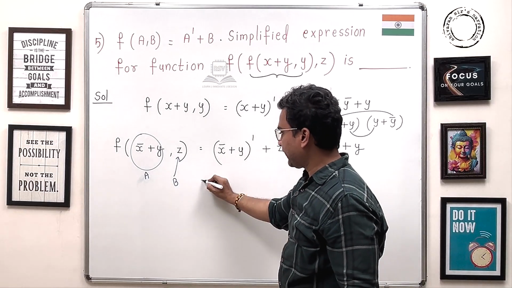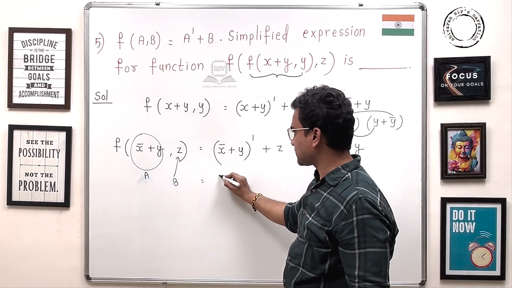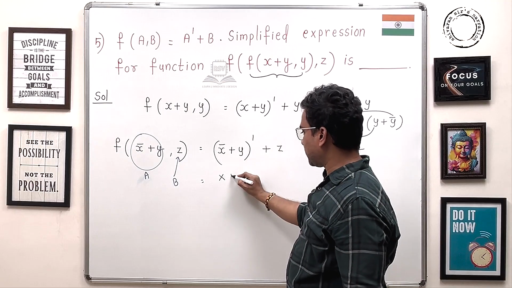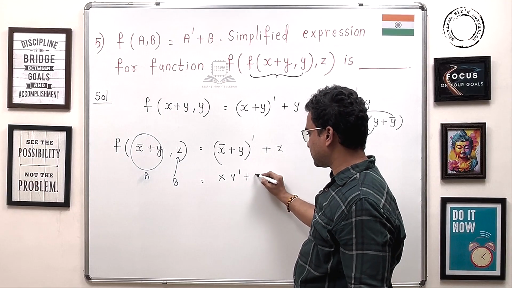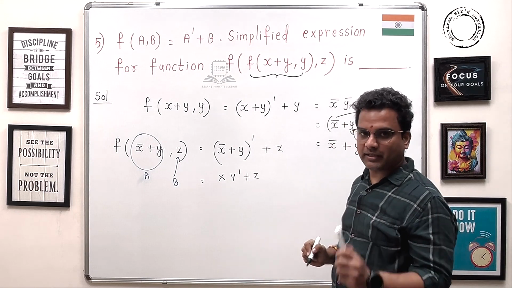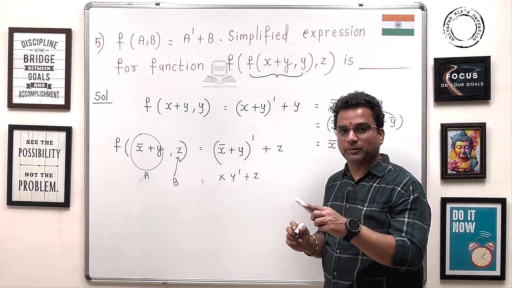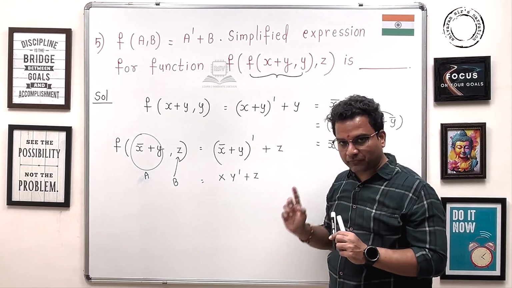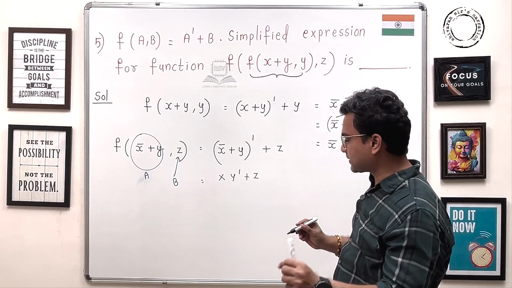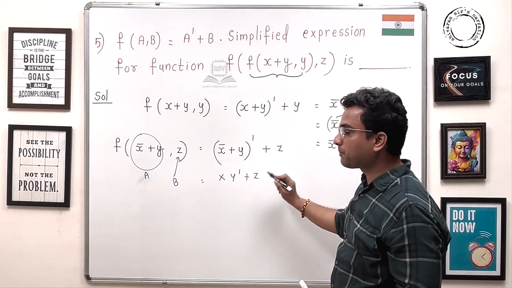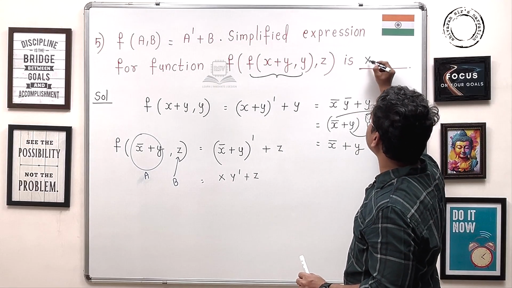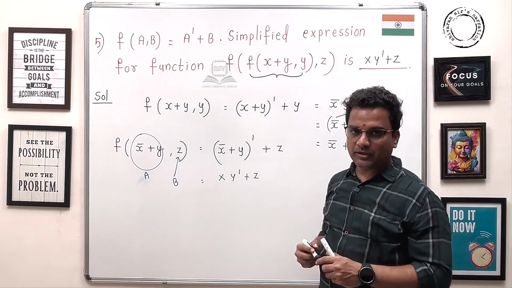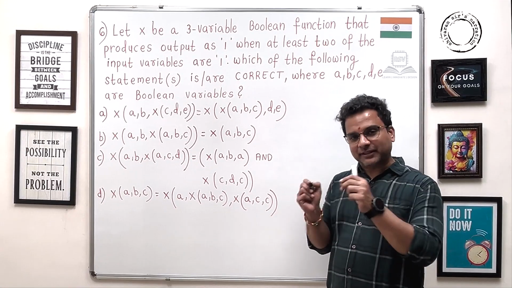Yes. Now x bar whole bar is x, into y bar plus z. Hence, guys, here the nested functions in Boolean algebra, for this one function, the simplified form expression is xy bar plus z. Okay, let's see another model.